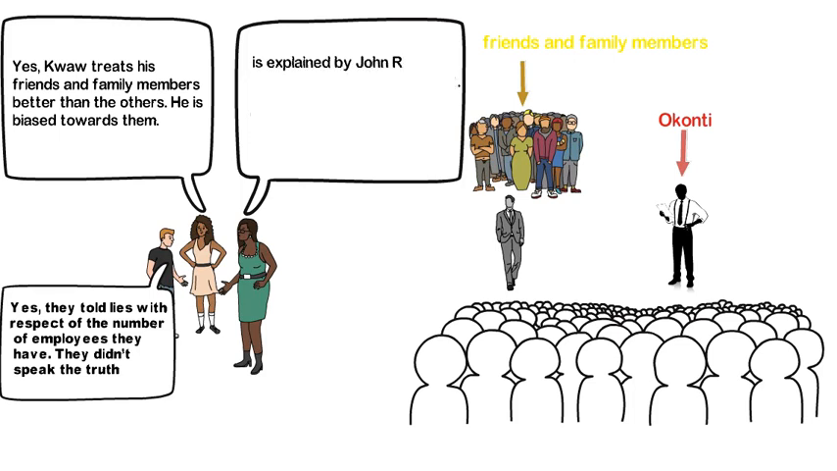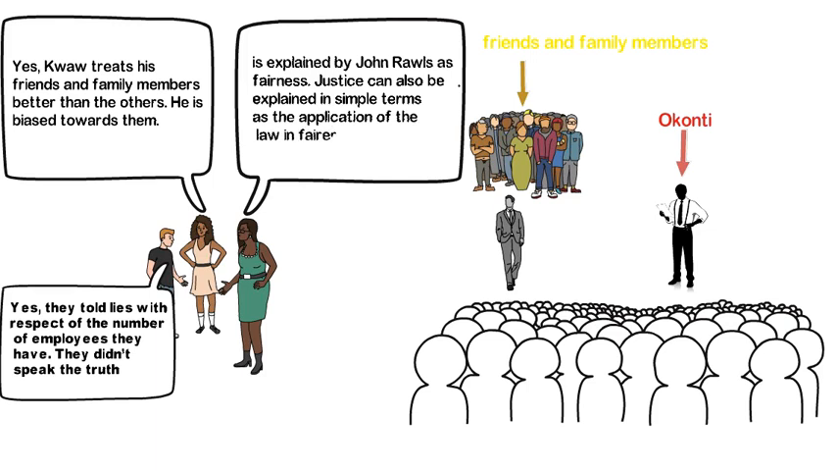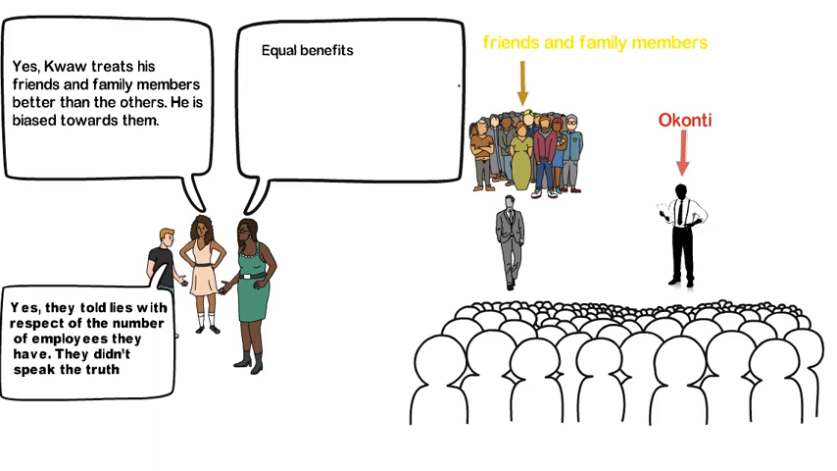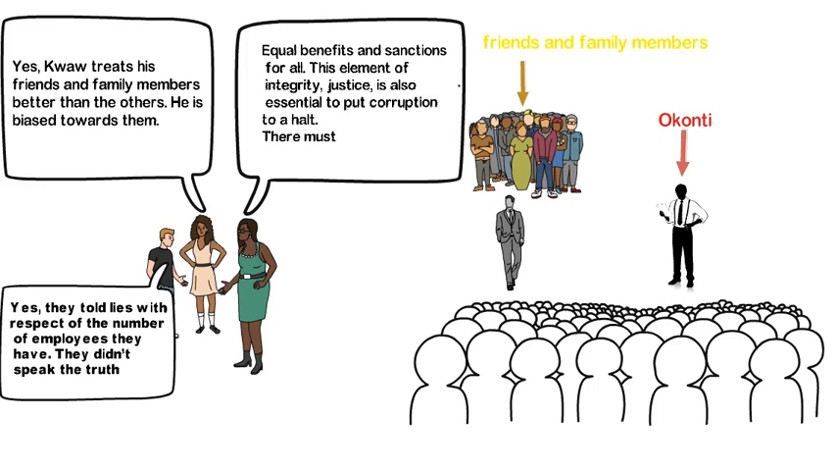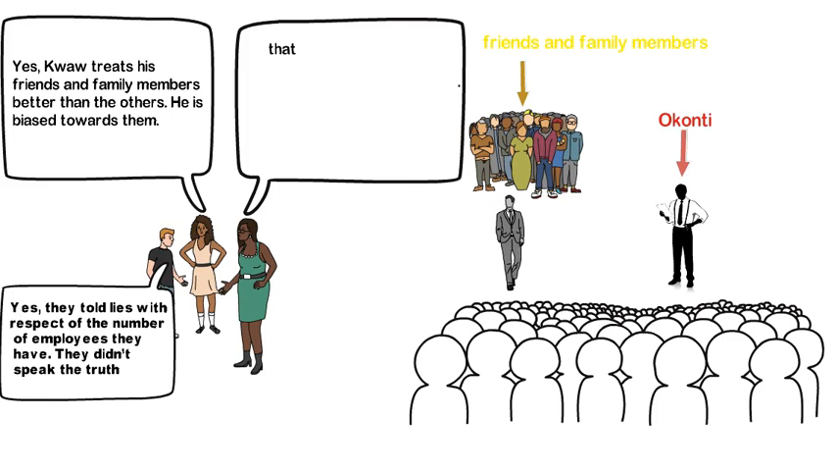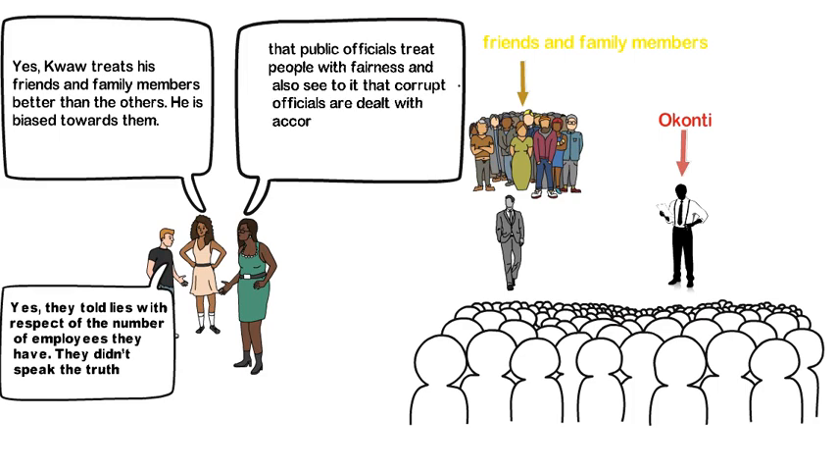Justice, as cited in Microsoft Student 2009, is explained by John Rawls as fairness. Justice can also be explained in simple terms as the application of the law in a fairer manner. Equal benefits and sanctions for all. This element of integrity, justice, is also essential to put corruption to a halt. There must be the existence of justice so that public officials treat people with fairness and also see to it that corrupt officials are dealt with according to the dictates of the law.